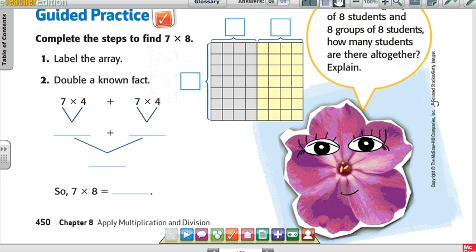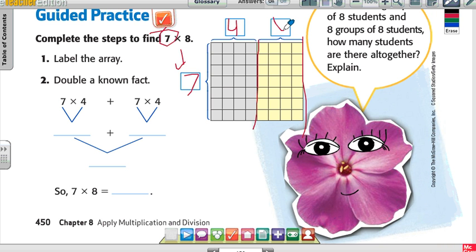Look at the example that they gave. They decomposed, it says complete the steps to find 7 times 8. So label the array. Well, here's the array here. I need to label it. This number here tells me how many rows I have. So how many rows do I have altogether? 7. The numbers at the top tell me how many columns I have. So how many columns do I have in the green section? 4. How many columns do I have in the yellow section? 4. So what number did they decompose? They decomposed 8 to be 4 and 4.